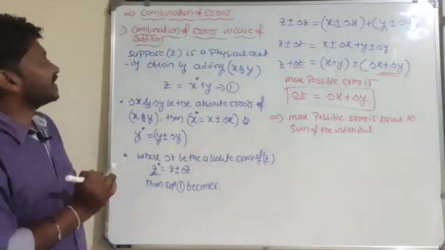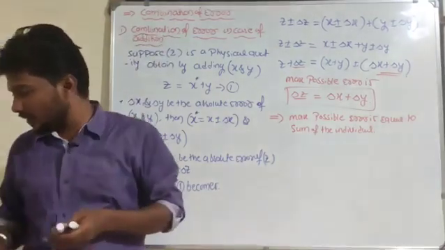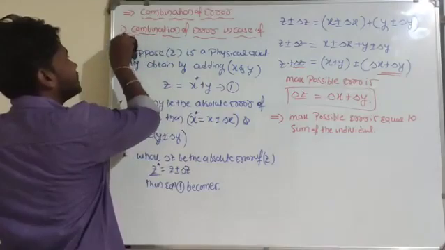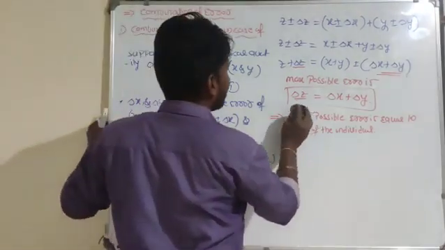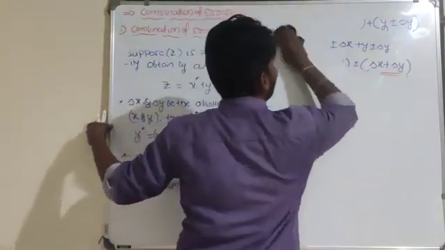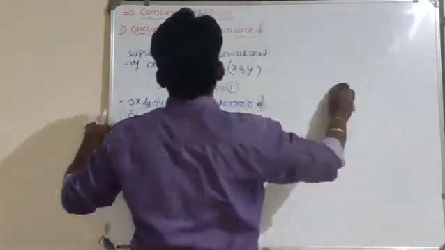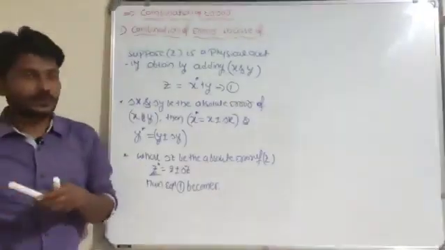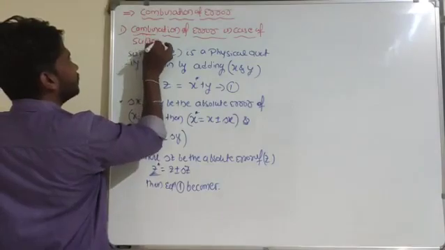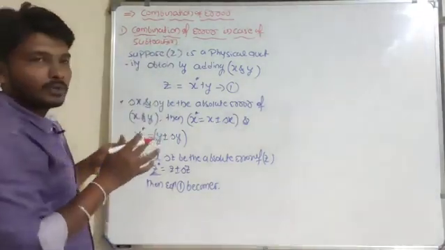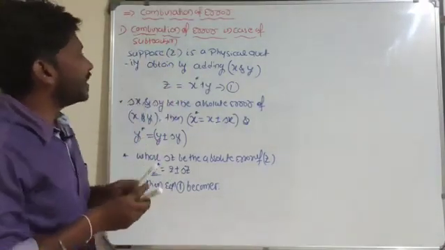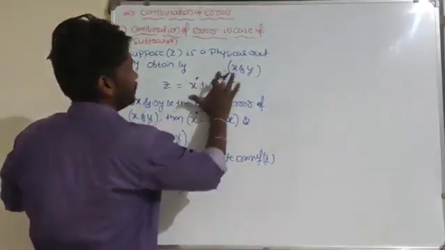Now I will consider the error in the case of subtraction. I got that equation in the case of addition. Similarly, I want to find the equation for the combination of errors in the case of subtraction. Suppose I consider the same physical quantity: Z is the physical quantity obtained by subtracting. I will just change it here.